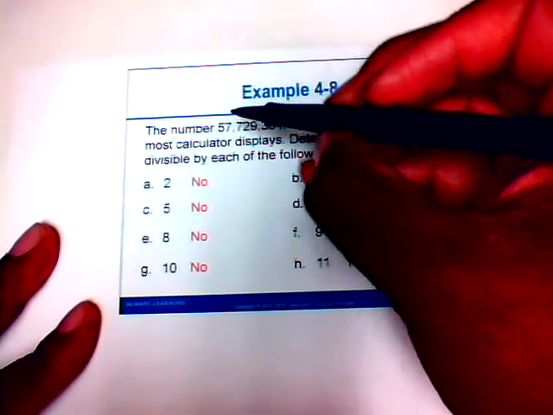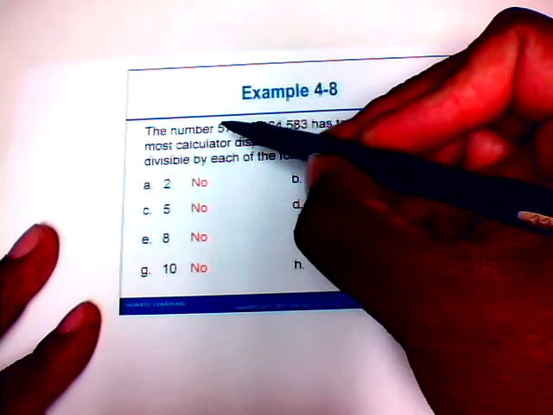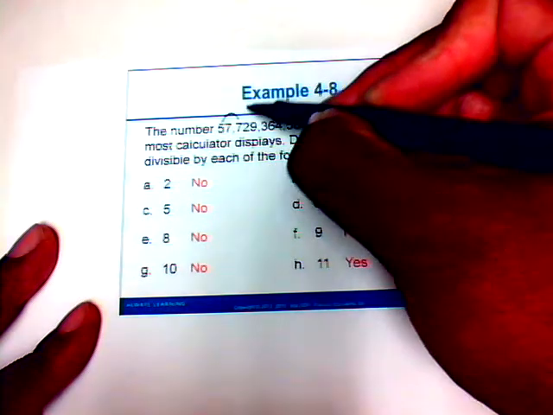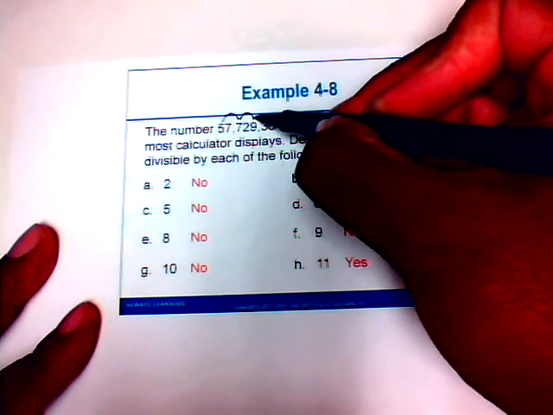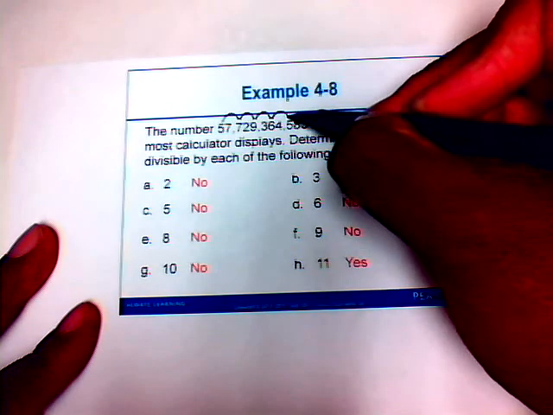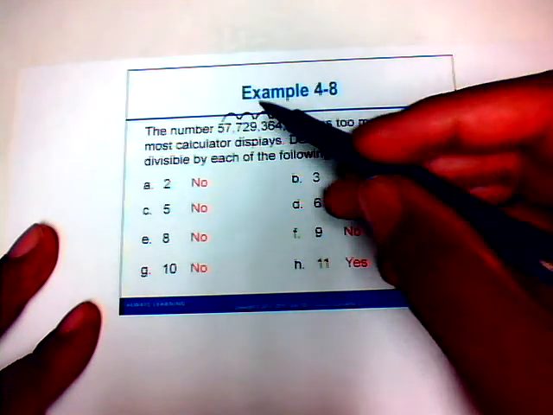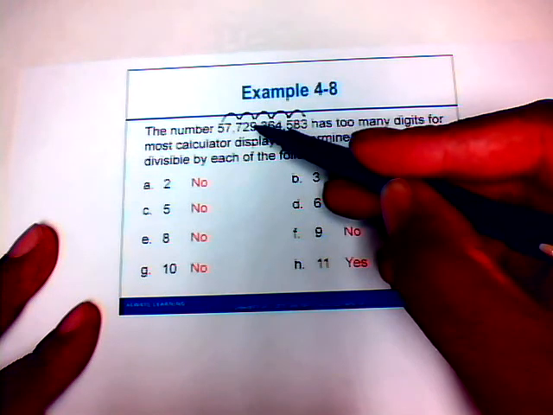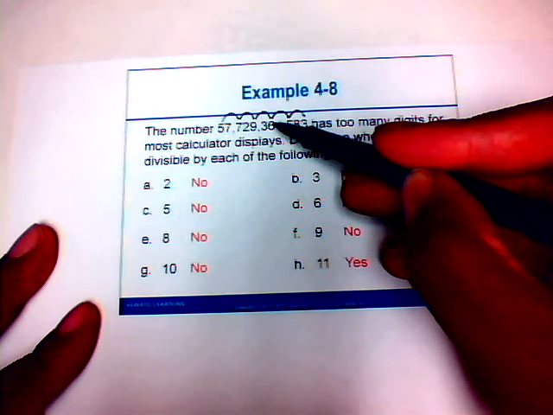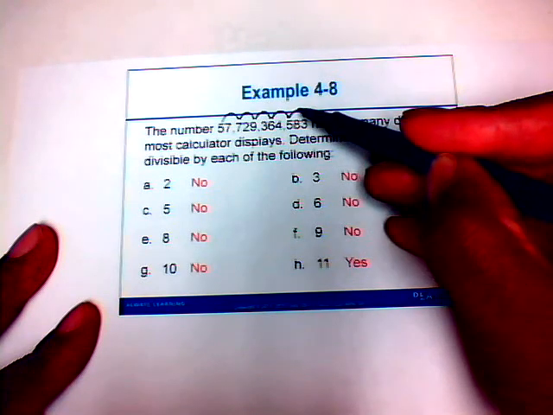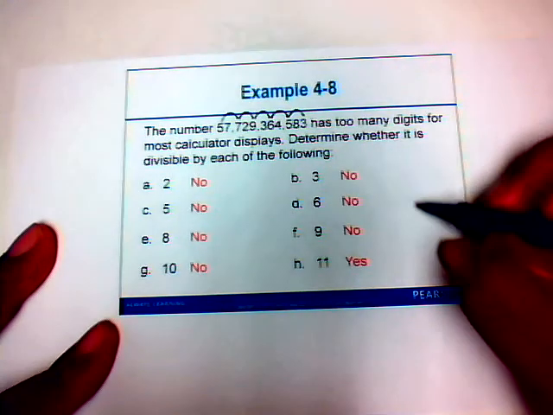I'm going to add the sum of every other digit in this number. 5 plus this 7 plus 9 plus 6 plus 5 plus 3. If I add 5 plus 7, that's 12, plus 9, that's 21. 21 plus 6 is 27. 27 plus 5 is 32. 32 plus 3 is 35.